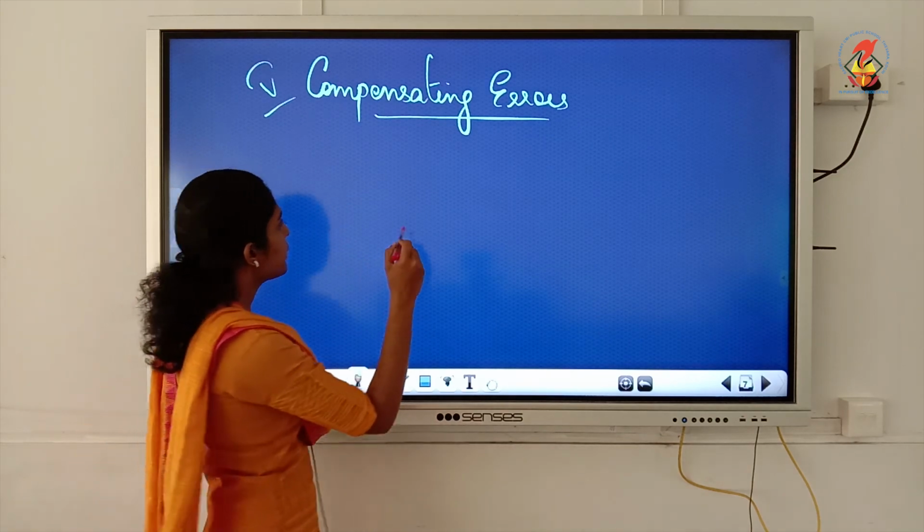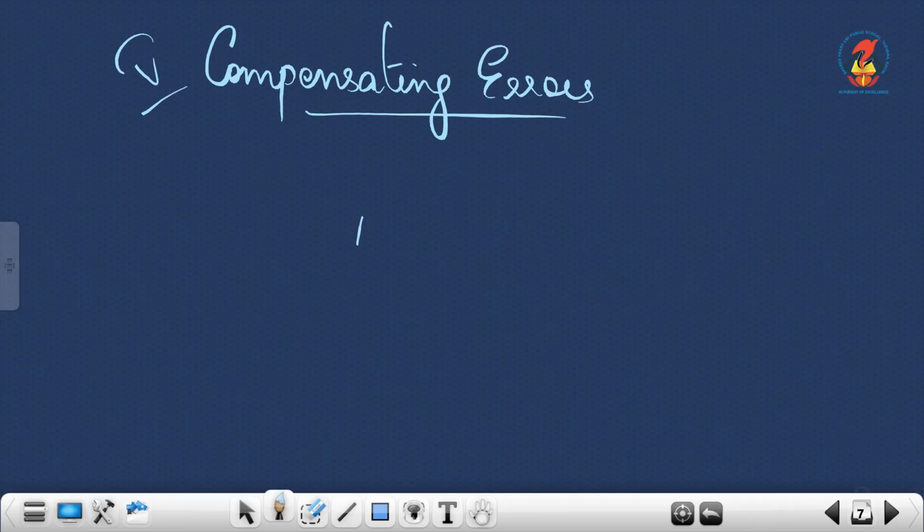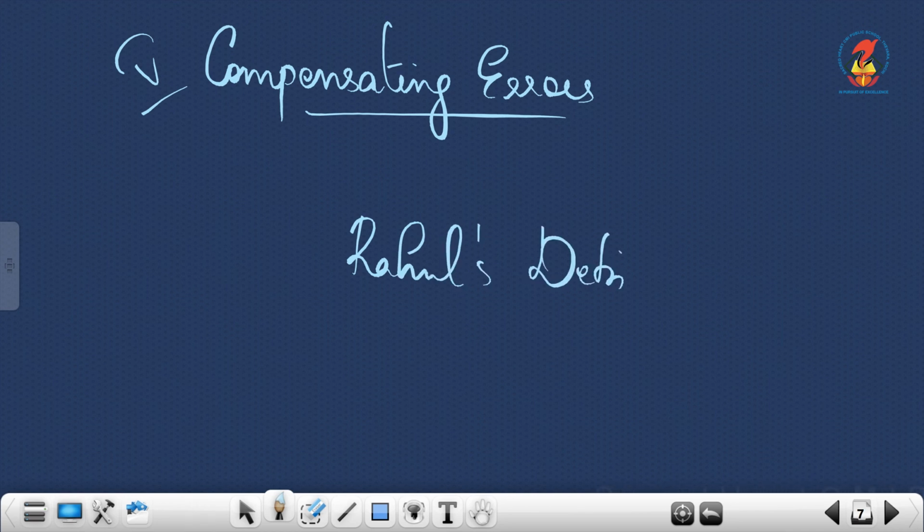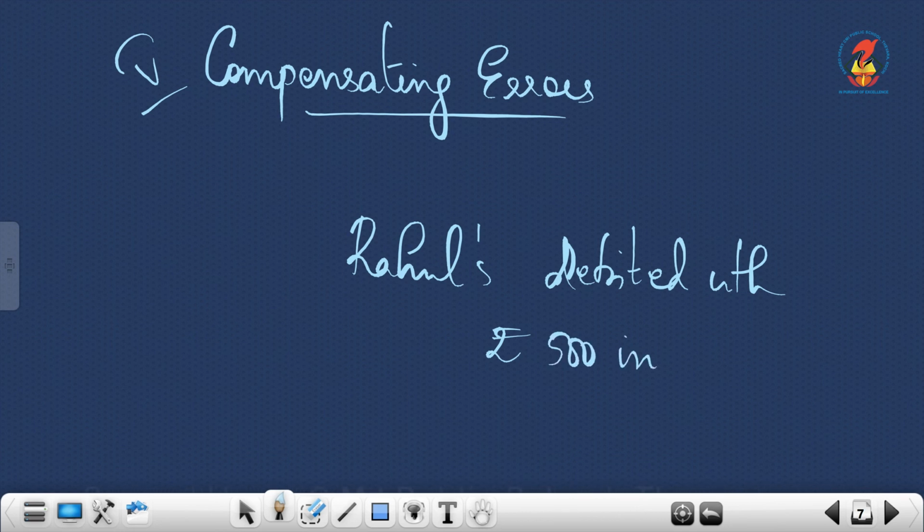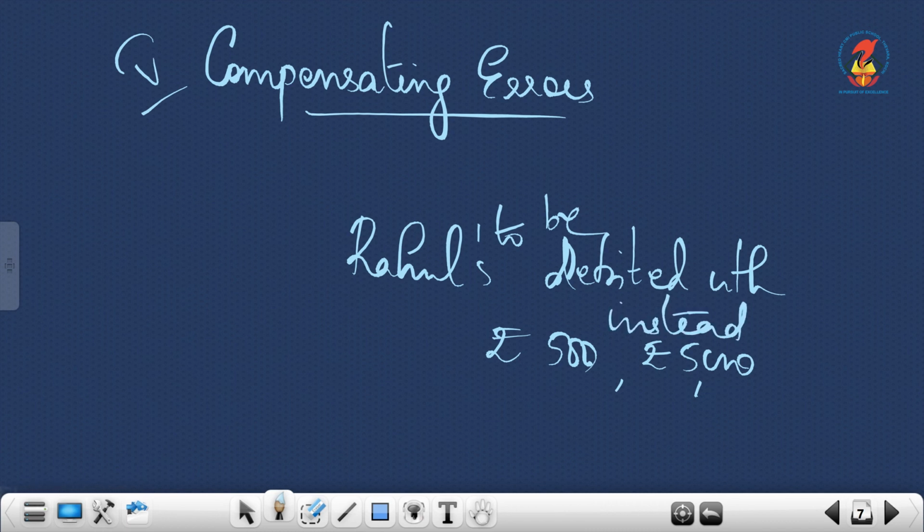Suppose you had to debit Rahul's account, to be debited with rupees 500, but you debited it with 5,000. Okay, to be debited with 500, instead you debited with rupees 5,000. This was the mistake.